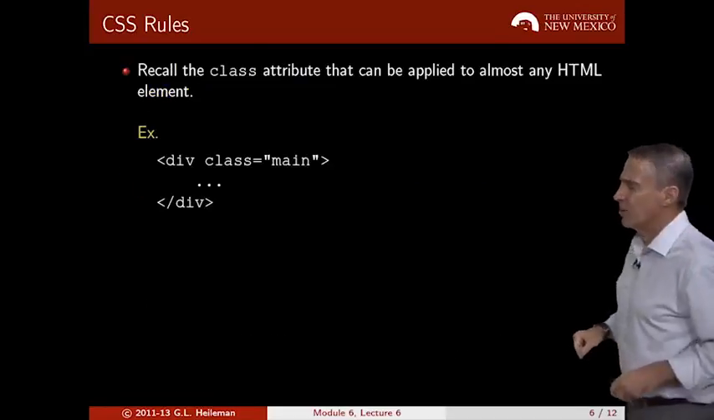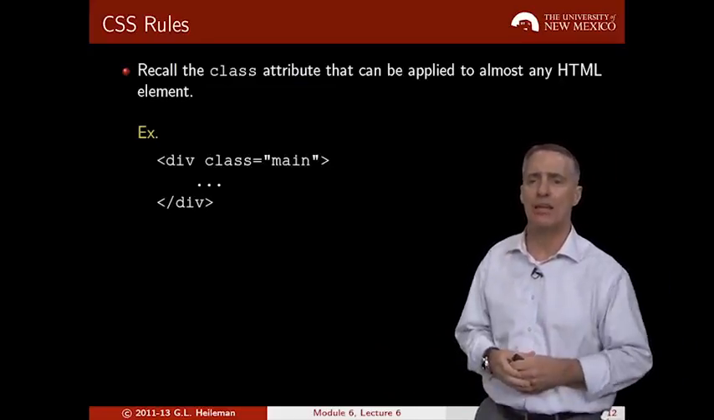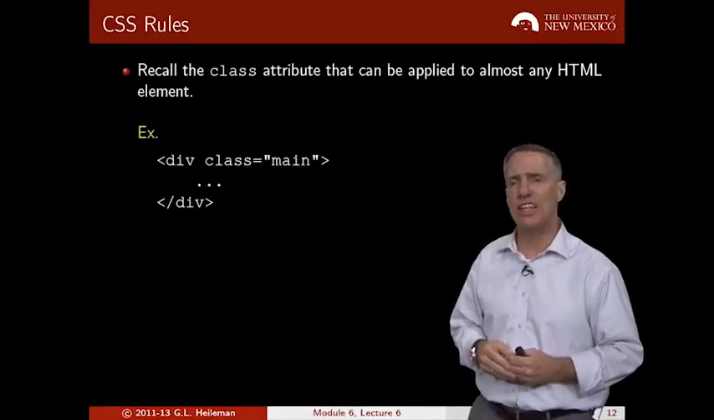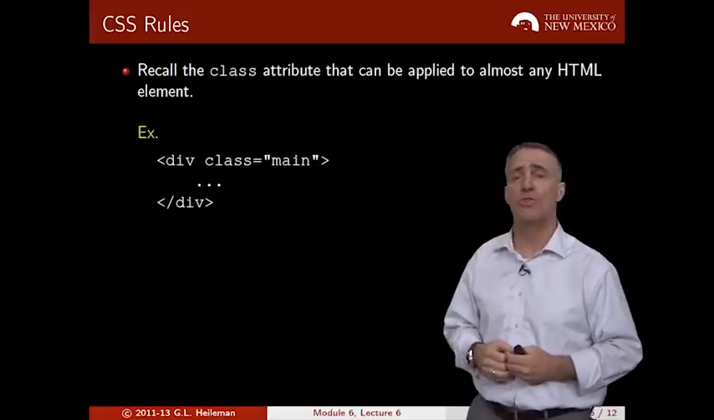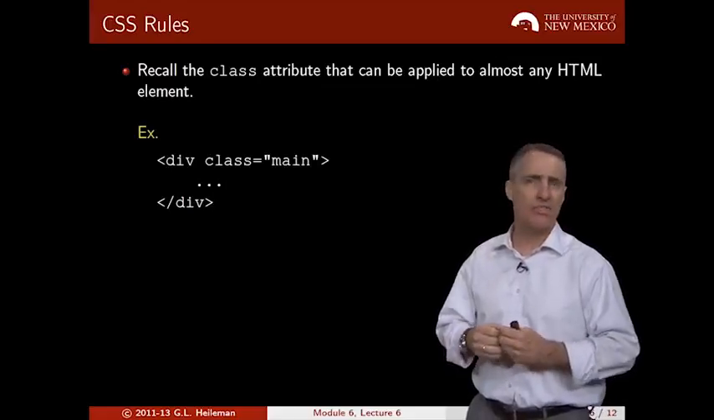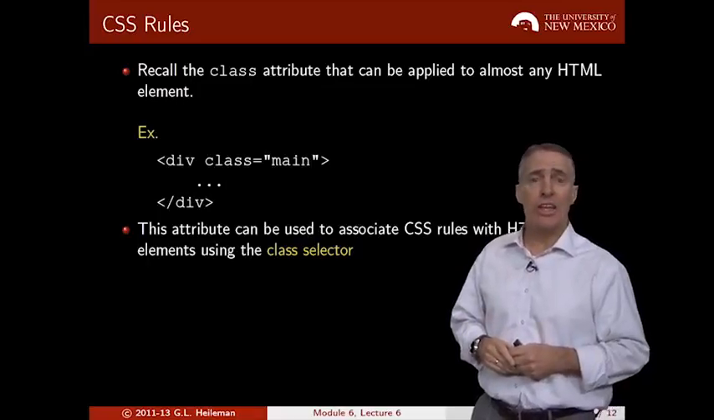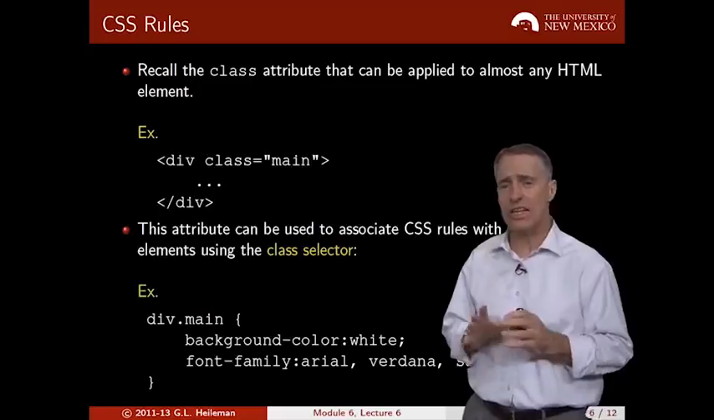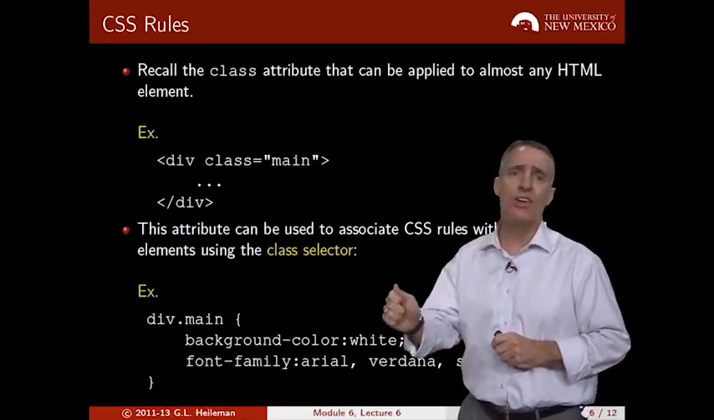Now think back to the class attribute that we said could be associated with almost any HTML element. Here's an example. We're creating a division in the document, and I'm saying that it has class main. And remember, for the class attribute for an HTML element, we can apply it to many different elements. If I want to style that element, then here's how I do it. I use the class selector. And the class selector is the dot. So here I have div.main.